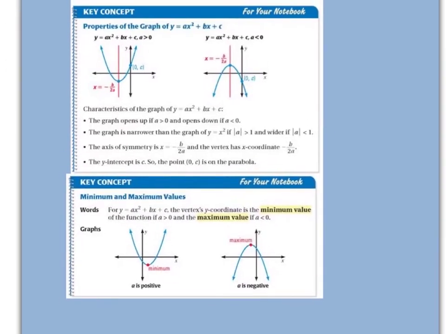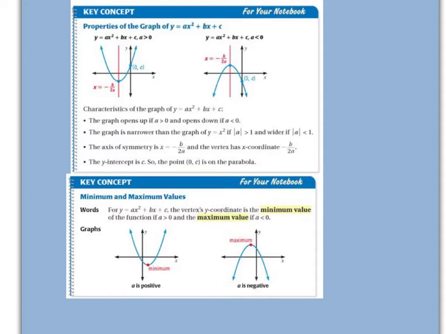That also means something else. If a is positive, it has a minimum. If a is negative, it has a maximum. So that answers two things for you there. Okay? If the absolute value of a is greater than 1, the graph is narrower. Wider if the absolute value of a is less than 1.